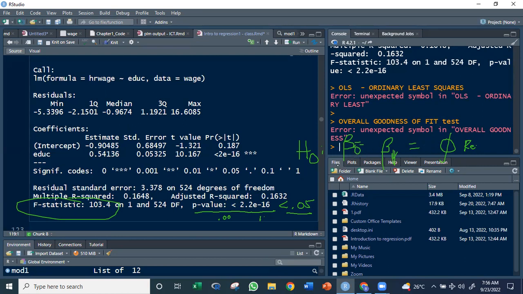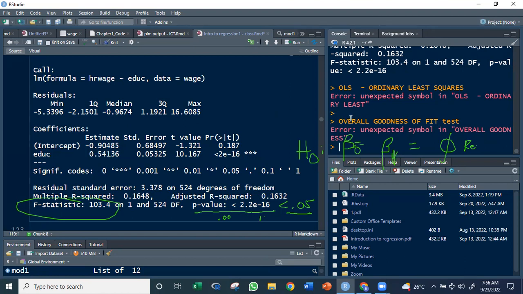So there's a statistical reason to believe that at least one of these, either beta null or beta 1, is not equal to 0. And the f-stat is 103.4. Question: how did we get the degrees of freedom here, 1 and 524? That one I think I discussed with you.